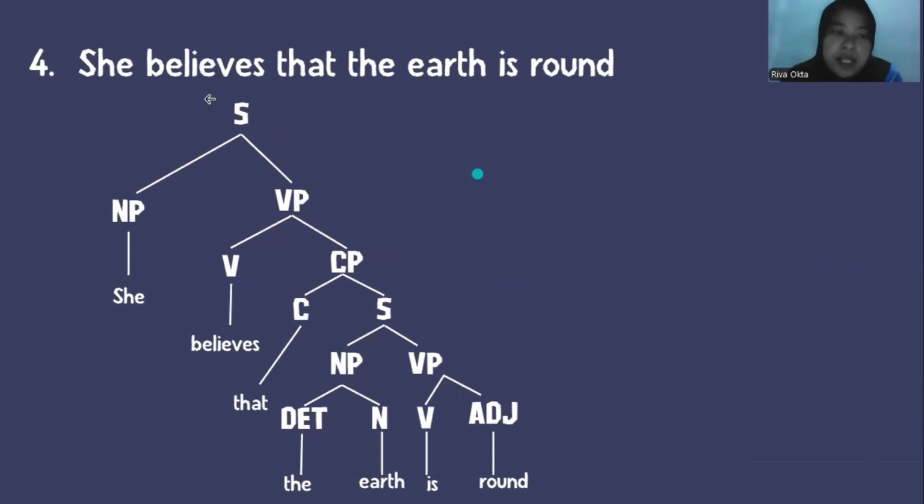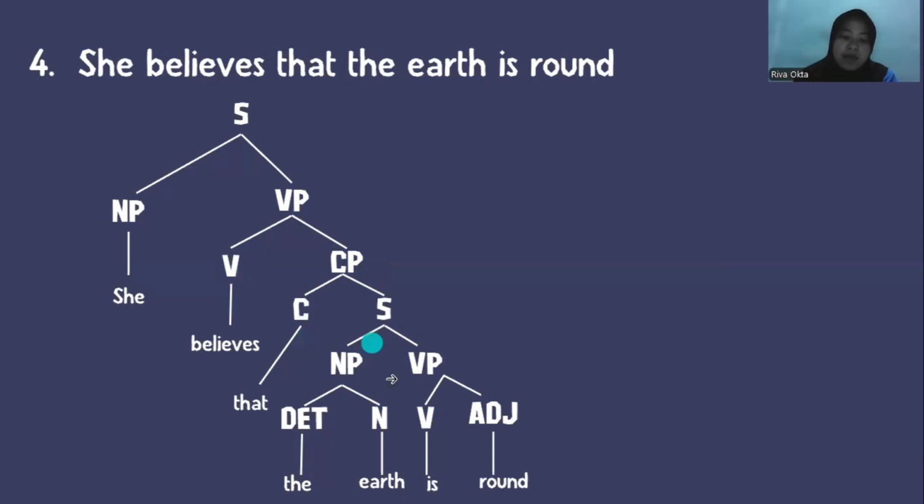Number 4 is: she believed that the earth is round. The sentence is divided into noun phrase and verb phrase. "She" from the sentence is the noun phrase. The verb phrase is divided into verb and complementizer phrase. "Believed" from the sentence is the verb. The complementizer phrase is divided into complementizer and subject. "That" from the sentence is the complementizer.